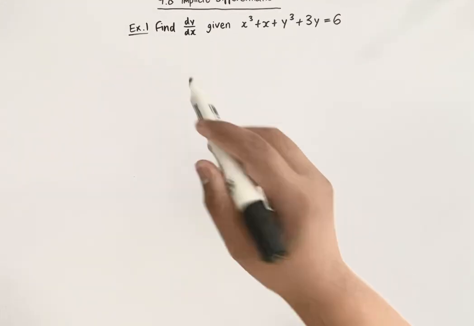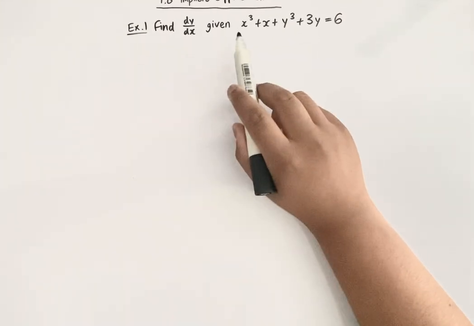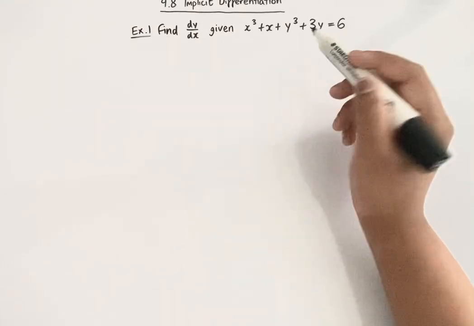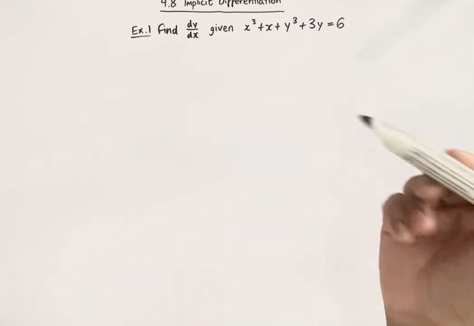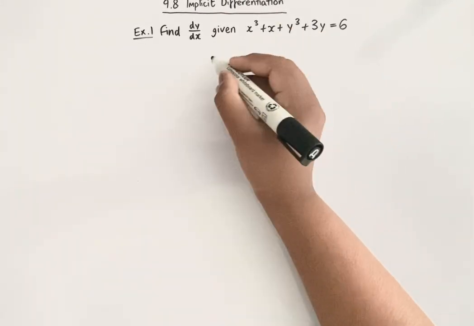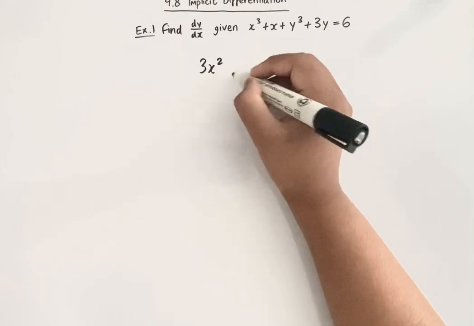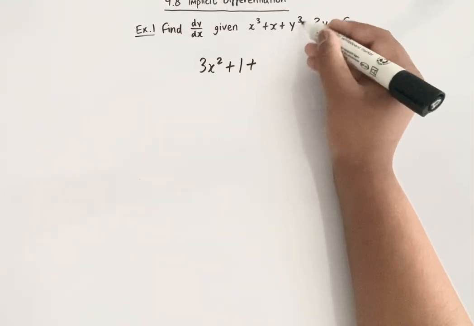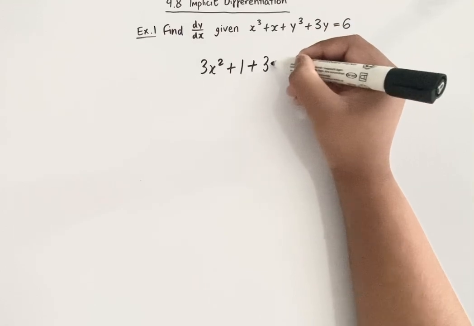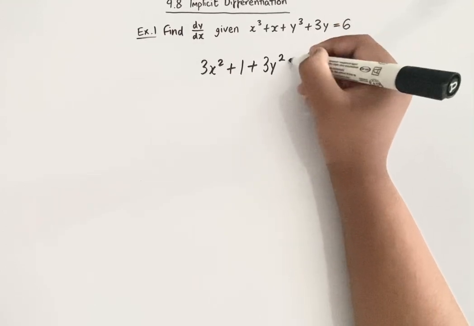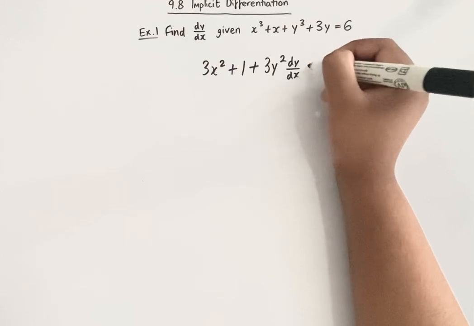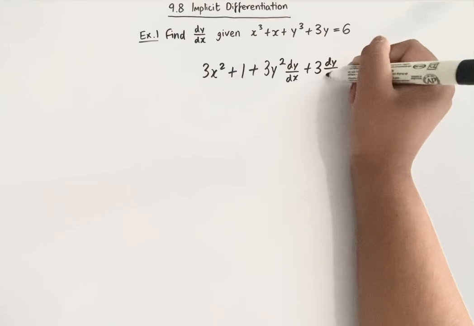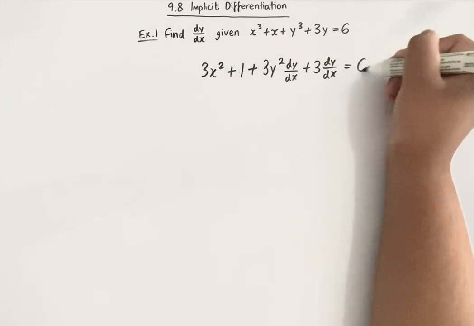Let's do some examples. Let's find dy over dx given that x cubed plus x plus y cubed plus 3y is equal to 6. If we differentiate both sides with respect to x, x cubed differentiates into 3x squared, x differentiates into 1. Now y cubed, as we just learned, you differentiate with respect to y, so this becomes 3y squared multiplied by dy over dx, and 3y differentiates into 3 dy over dx, and 6 differentiates into 0.